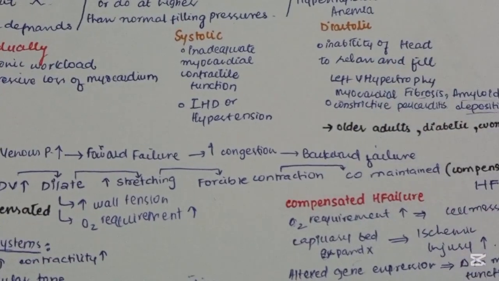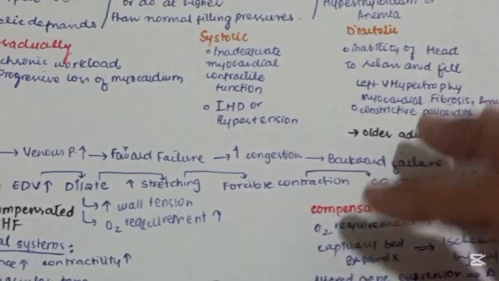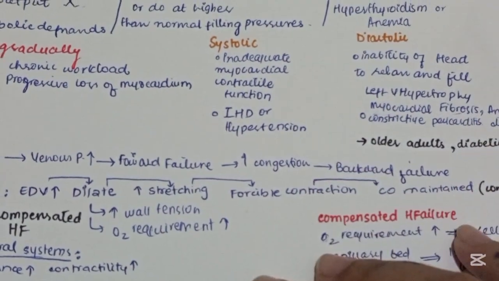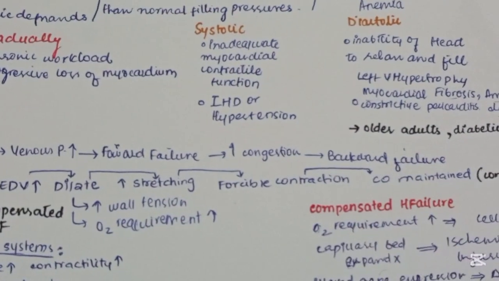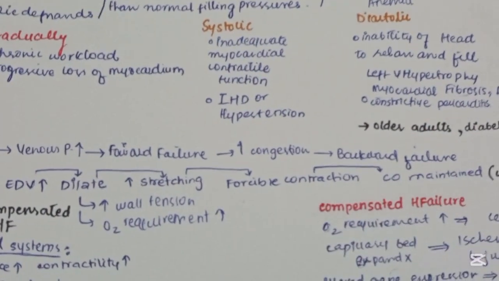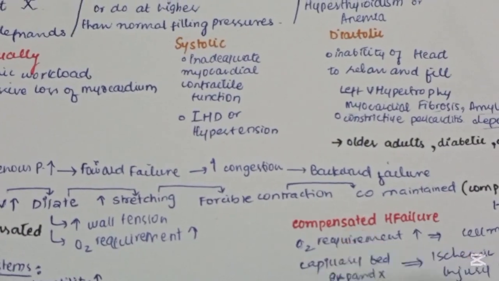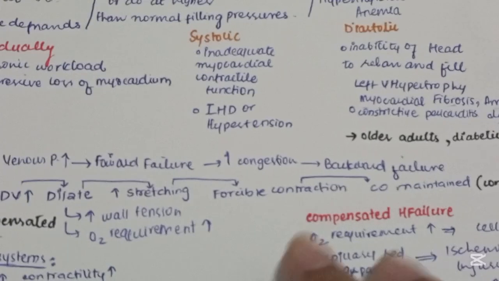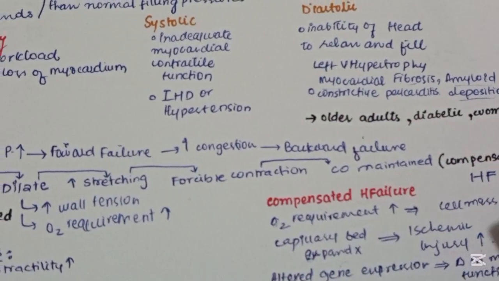In diastole, the major function of the heart is that it relaxes and it fills blood. So if there is diastolic dysfunction, then there will be inability of the heart to relax and fill properly. And it can occur in case of left ventricular hypertrophy, myocardial fibrosis, amyloidosis, constrictive pericarditis as well. So it occurs mostly in the older adults, diabetic patients and women.